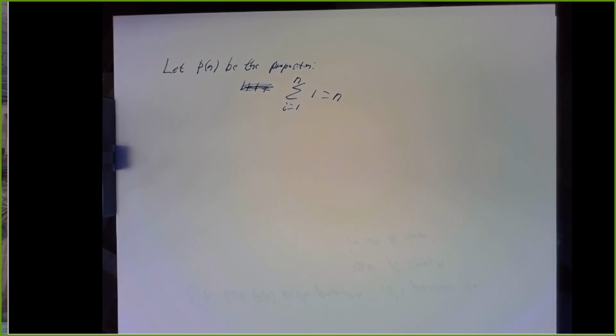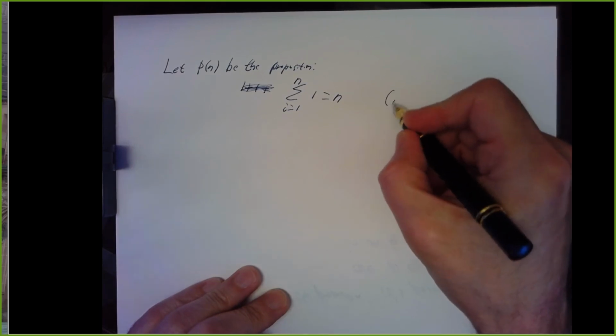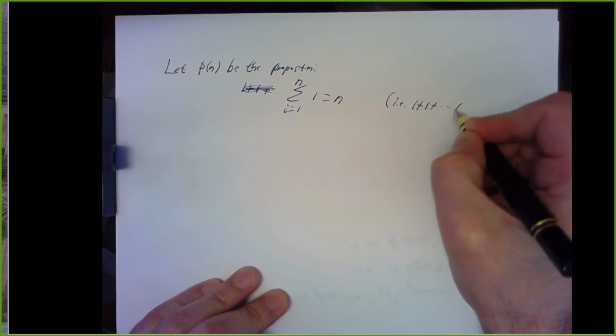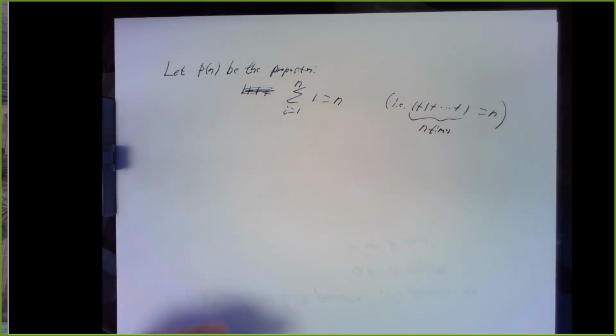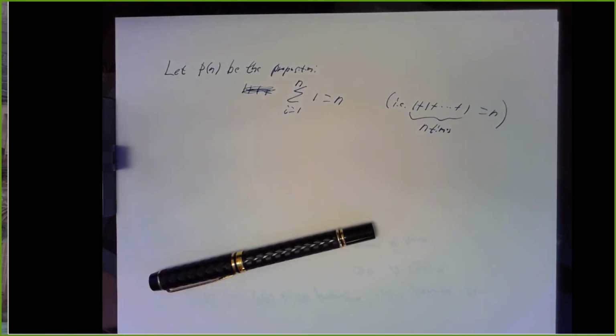Let P of n be the proposition that the sum from i equals 1 to n of 1 is equal to n. In other words, if you go to your calculator and you do 1 plus 1 plus 1 n times, you'll end up with n. Now we believe this is true, but have you ever proven this? I mean, we know 1 plus 1 will give us 2 and 1 plus 1 plus 1 will give us 3. But how do we know that if we do 1 plus 1 a million times, we'll actually end up with a million?